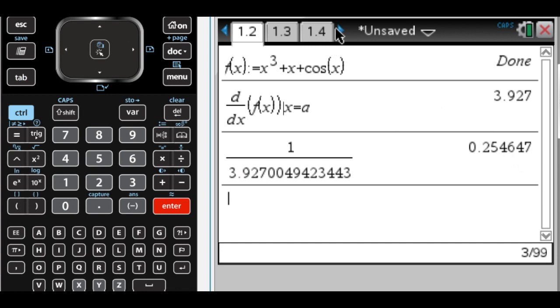So the relationship between a function's slope and the inverse function's slope at corresponding points is that they are reciprocals of each other. So this is the answer that I was looking for. And we're done with the problem.